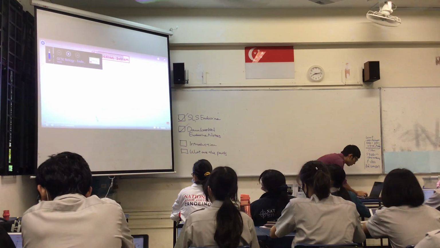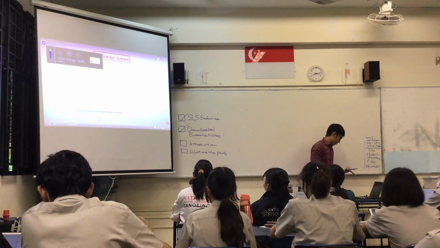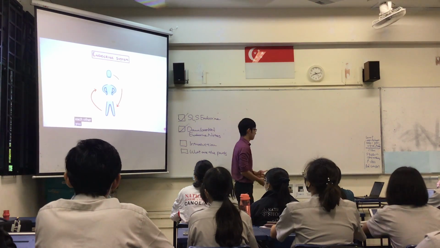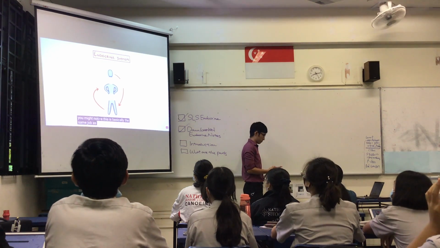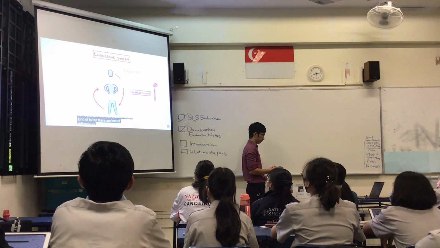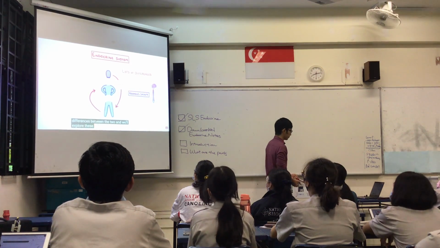In this video, we're going to discuss the endocrine system, which allows different parts of our body to communicate with each other. You might notice this is basically the same job as the nervous system, which it kind of is, but there are lots of differences between the two, and we'll explore these as we go through the video.